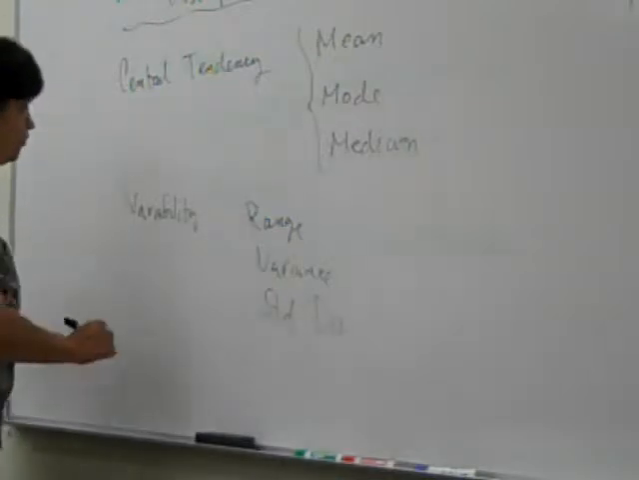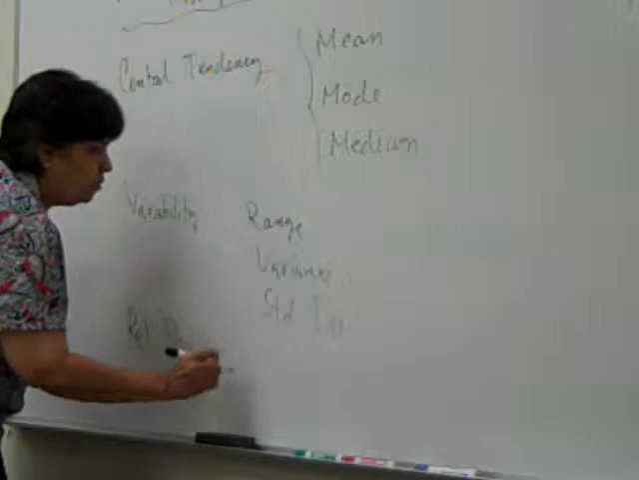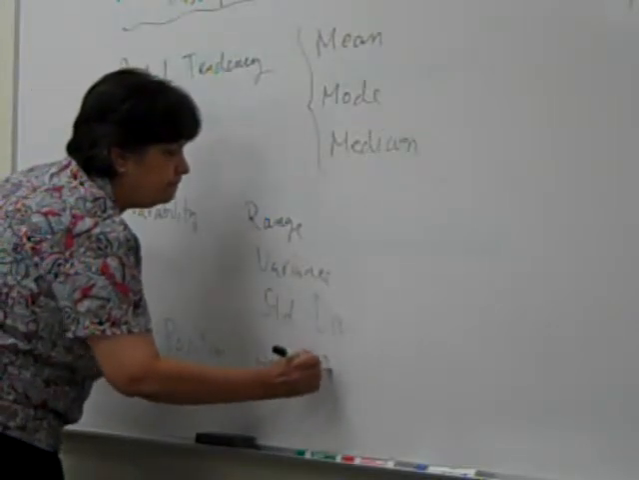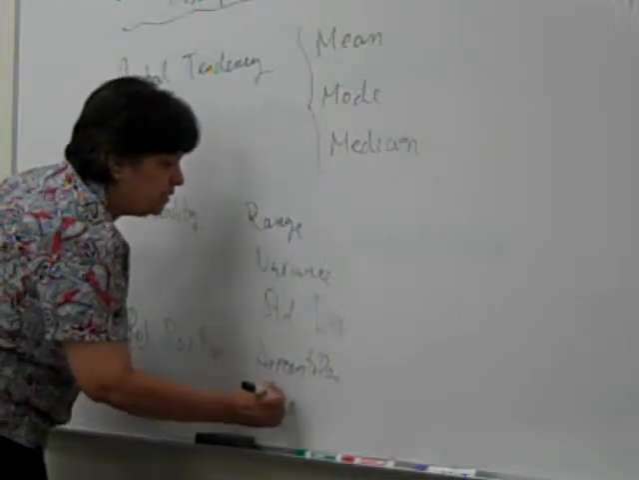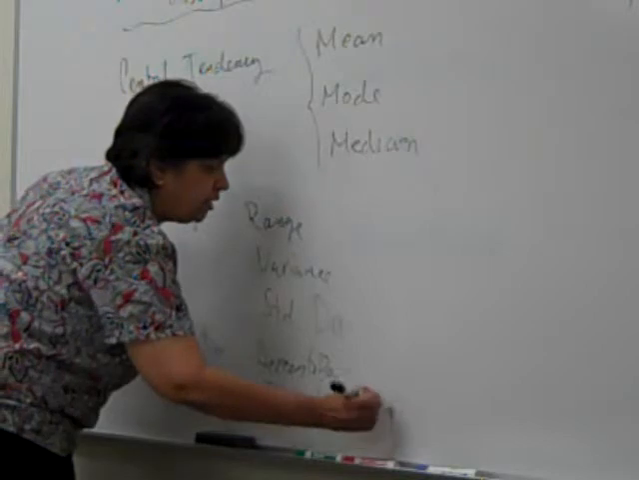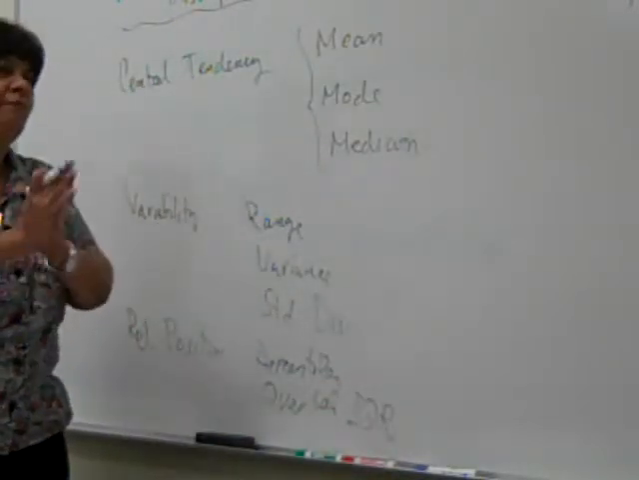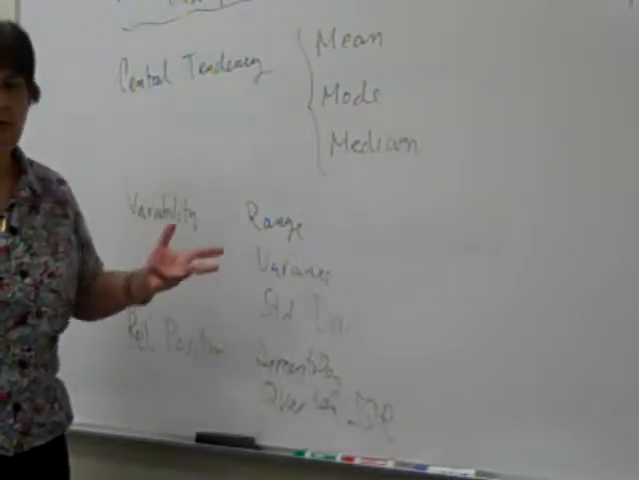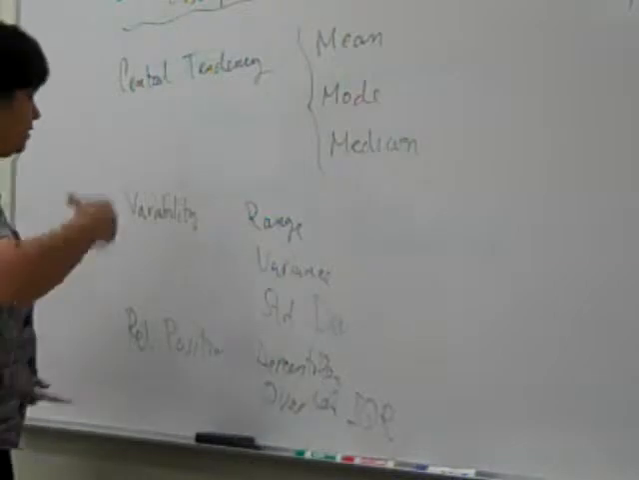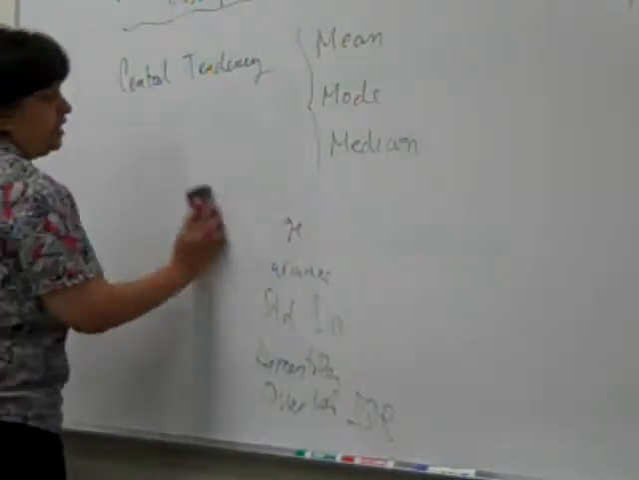And the other are the relative position, where we are going to cover basically percentiles, quartiles, interquartile range, the box and whisker plot, or the 5 numbers summary graph, and so on. Okay, let's start with the central tendency descriptive statistics.